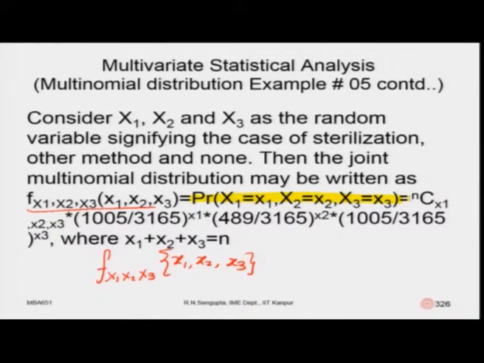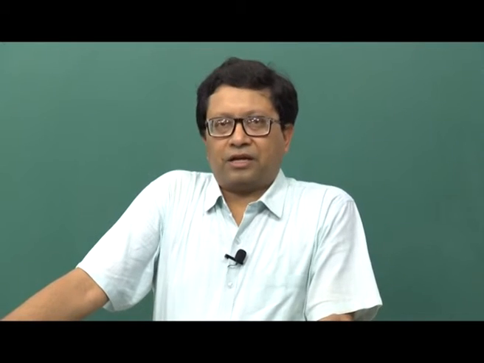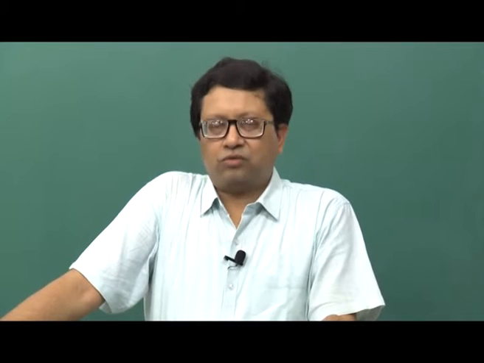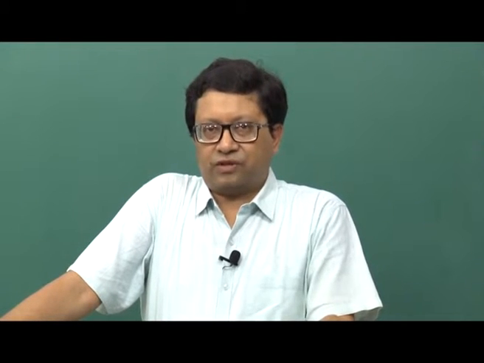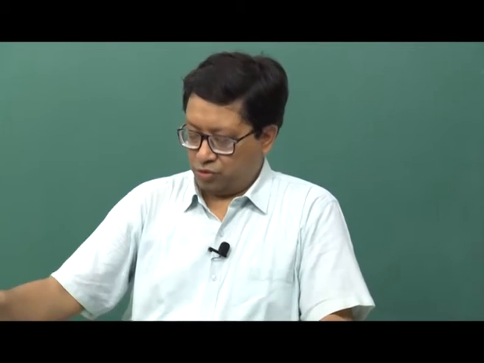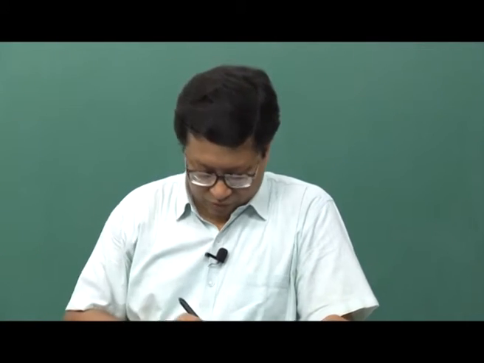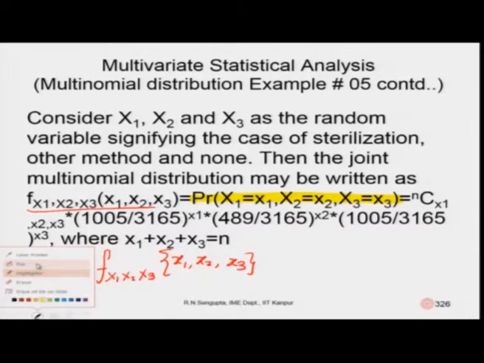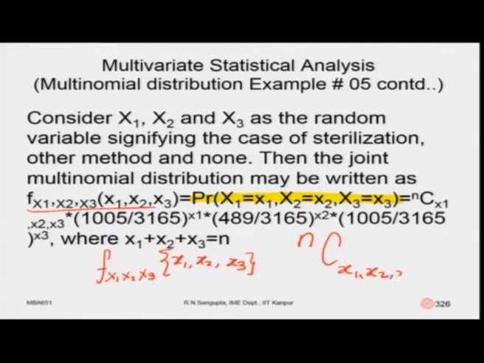That means, when capital X1, which is the random variable, takes the realized value of small x1, capital X2 takes the realized value of small x2, and capital X3 takes the realized value of small x3. Then the multinomial distribution is given like this. So, again I use the red color. So, it is n choose x1, x2, x3.